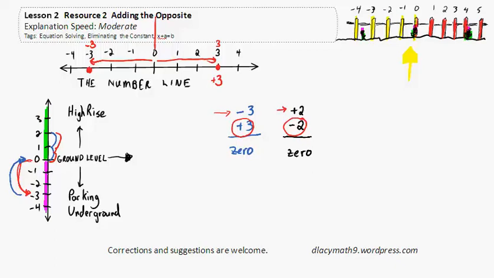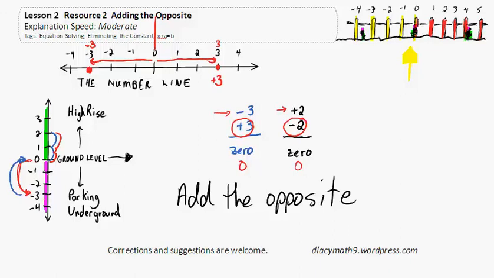Now you might be wondering, why am I going on and on about this? I bet the first time you met positive and negative numbers, you understood that if the signs were opposite, then you're going to get 0 when you combine them. It's just that it's really, really important in algebra to be able to add the opposite.